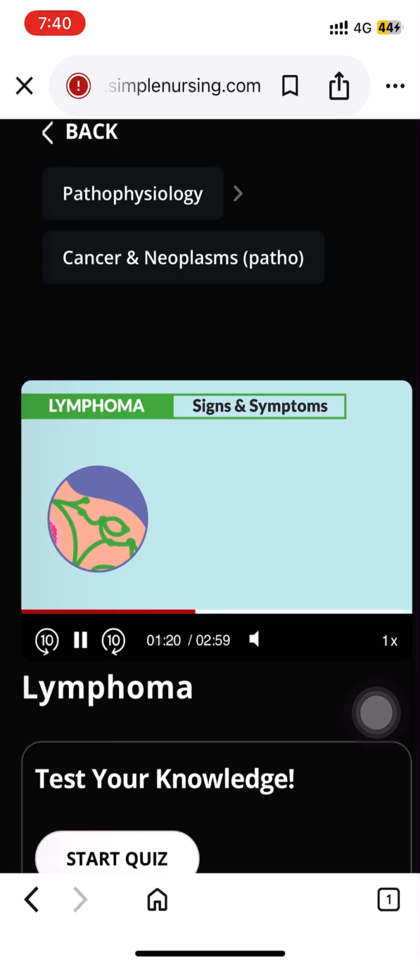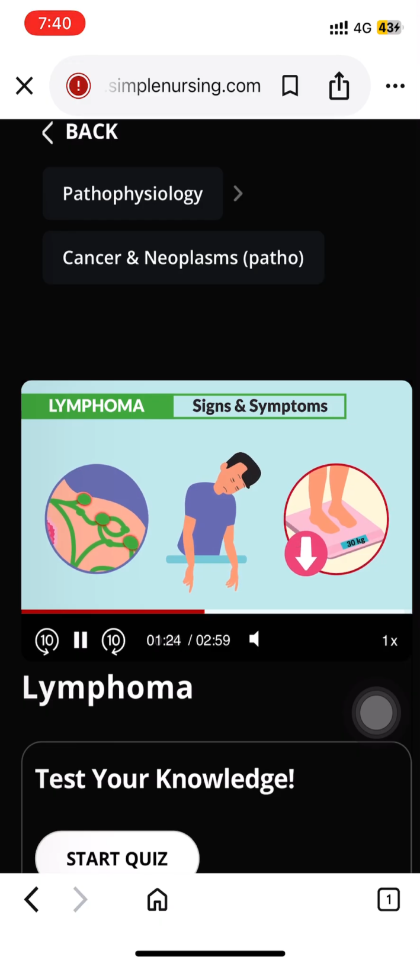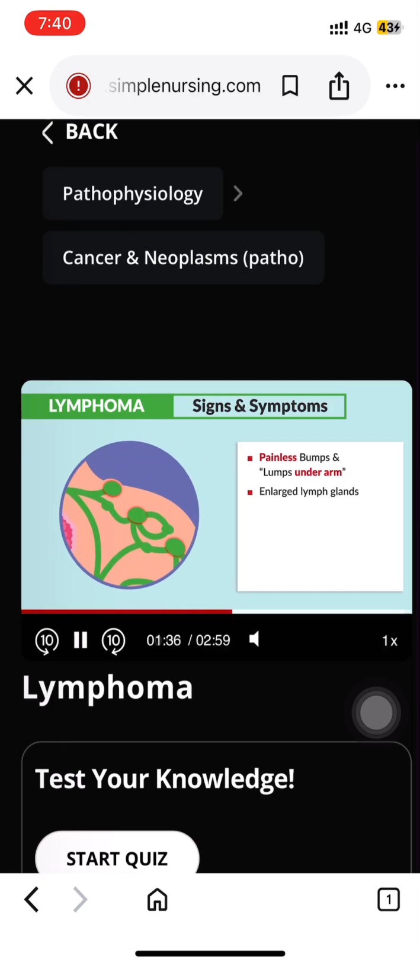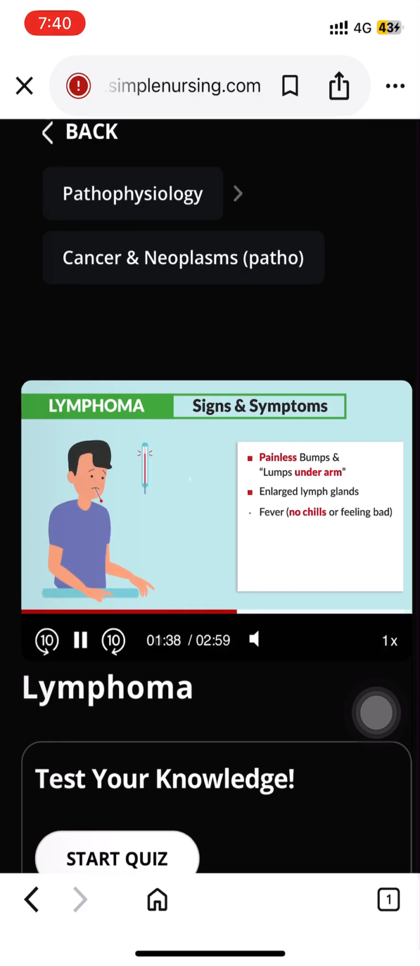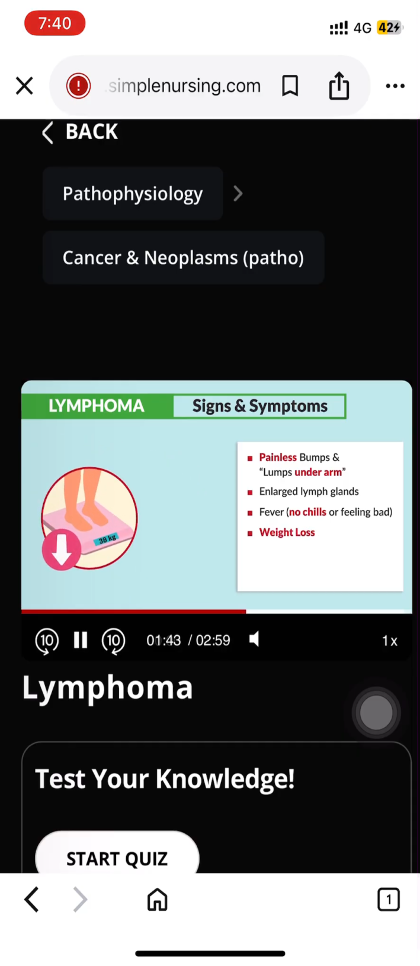Now symptoms include enlarged lymph nodes, fatigue, and weight loss. So write it down. We have painless bumps and lumps under the arm. Lymph nodes in the axilla are affected. So write it down, painless bumps and lumps under the arm, as well as enlarged lymph glands, a fever with no chills or feeling bad, as well as weight loss that is unintended with no diet or exercise, which is a common sign for a lot of cancers.